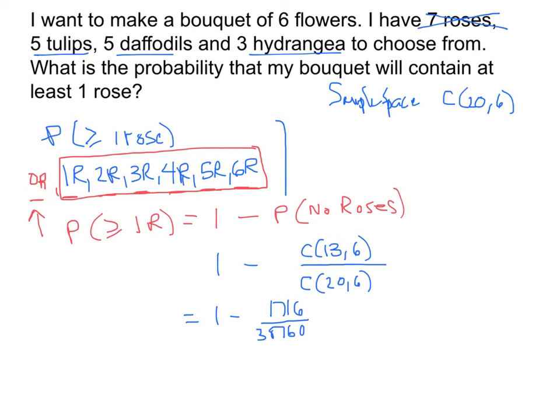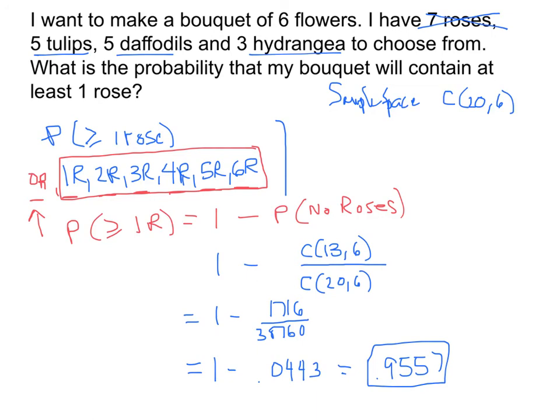So let's go ahead and compute this and see what we've got. When we do the calculations, the combination of 13 things taken 6 at a time is 1,716, and the combination of 20 things taken 6 at a time is 38,760. When I divide these and round it, I get 0.0443, and then when I subtract that from 1, I get 0.9557, which means that I have a 95% chance that my bouquet will contain at least 1 rose.